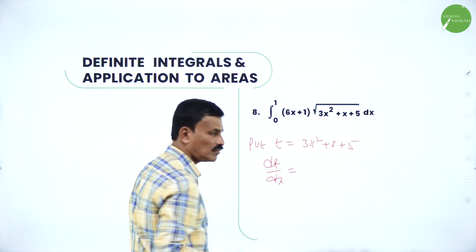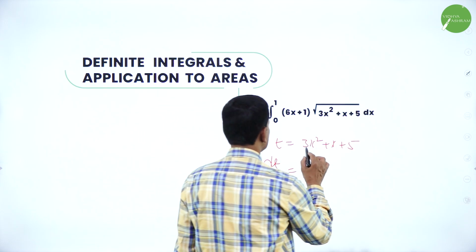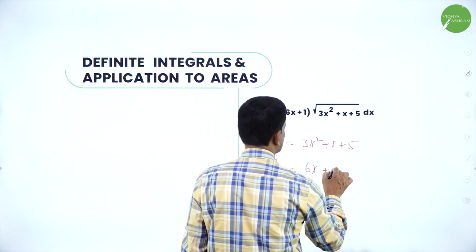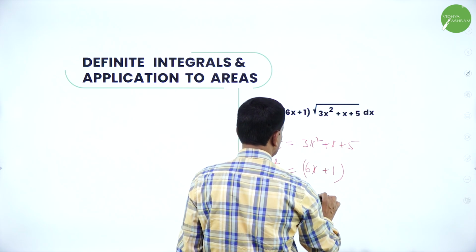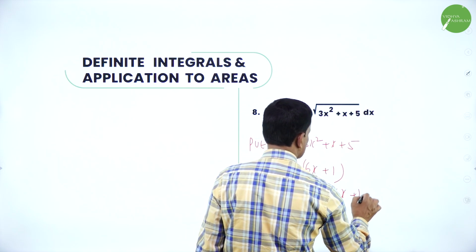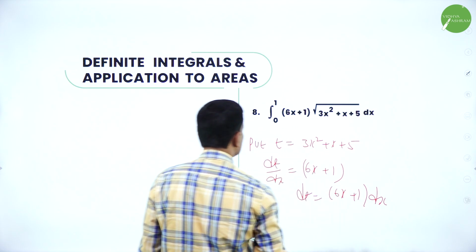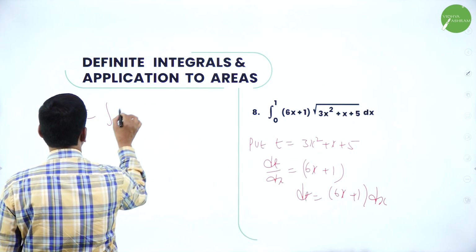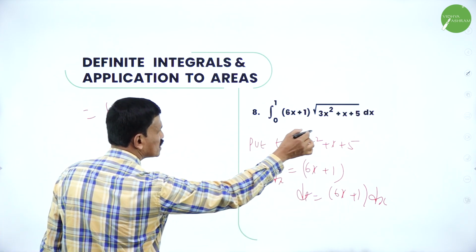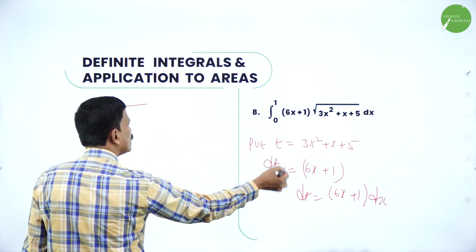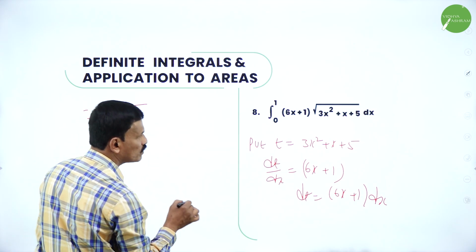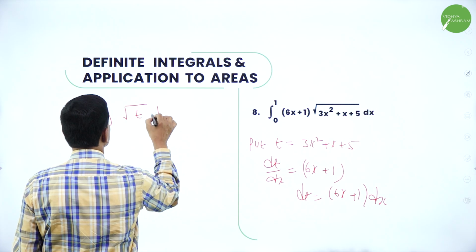Differentiate this. dt by dx is equal to the differentiation of 3x square, which is 6x, plus x is 1. So therefore dt is equal to (6x plus 1) into dx. Now this given integral can be written as (6x plus 1) dx is nothing but dt, and this root of 3x square plus x plus 5 can be taken as root t into dt.